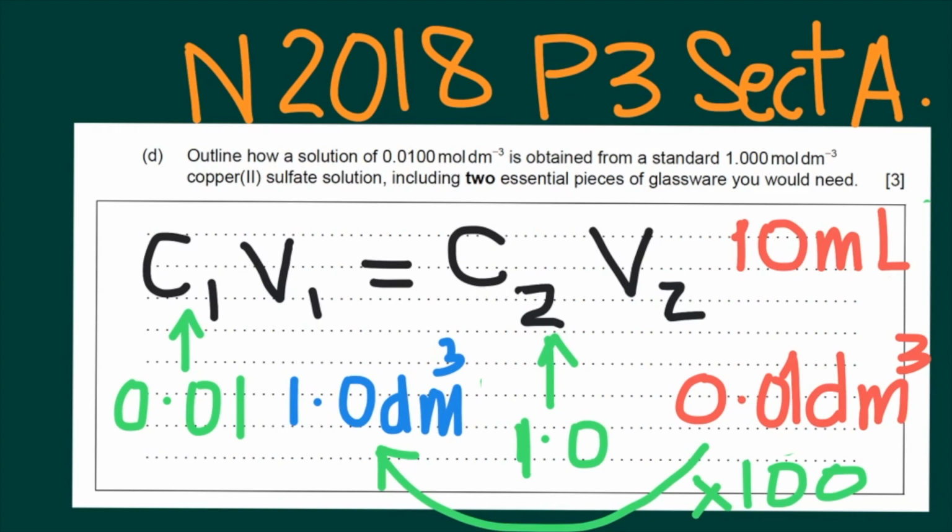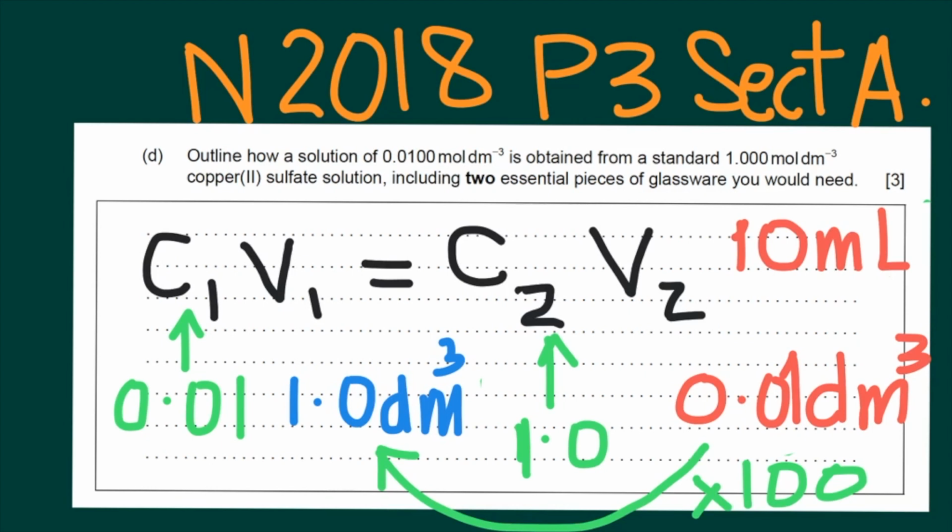If you think about this for a while, you'd realize that you're actually diluting this solution by a factor of 100, shifting your decimal point 2 places to the left. It means that if you take a 10 milliliter sample of the 1 molar solution, you need to dilute this by a factor of times 100. In other words, you need to mix this into a large vessel with 1000 milliliters being the final volume. So 990 milliliters of water plus 10 milliliters of the original solution.